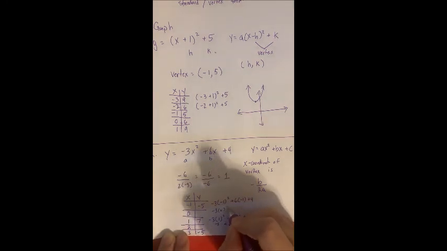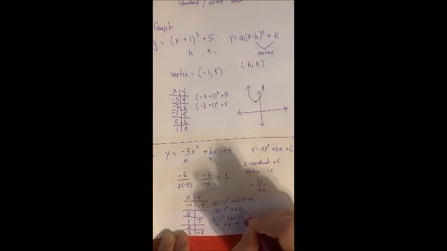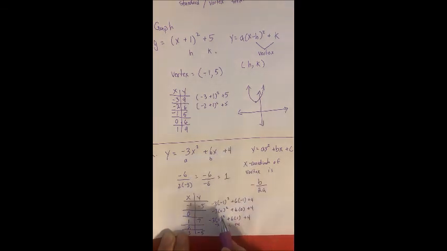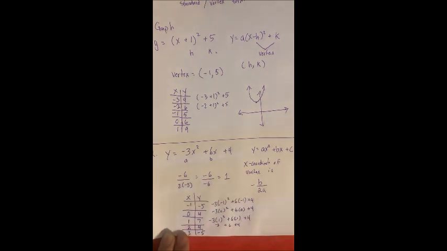So let's plug in 0. So 0 squared is 0. Negative 3 times 0 is 0. Plus 6 times 0 is 0. So this is 0 plus 4. That's just going to be a positive 4 here and a positive 4. So now that we have our table, we can just plug it into a graph or plug it into your homework, and then you should get the graph from there.